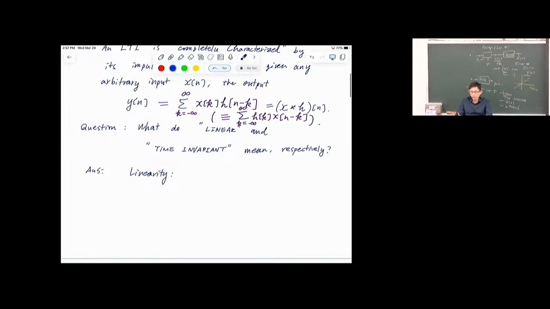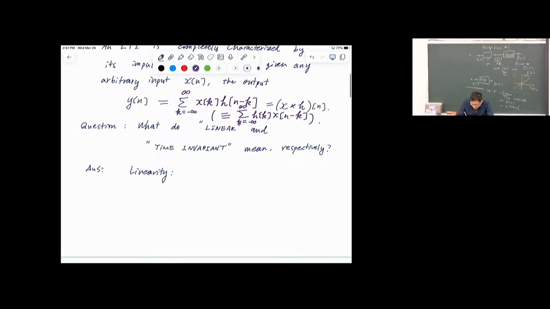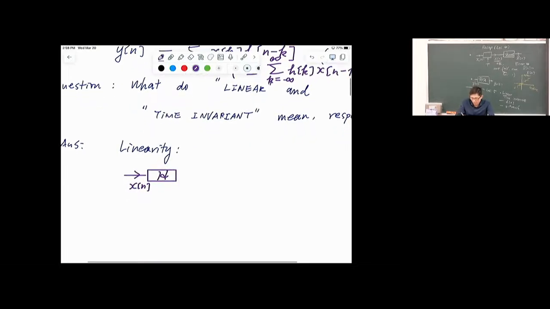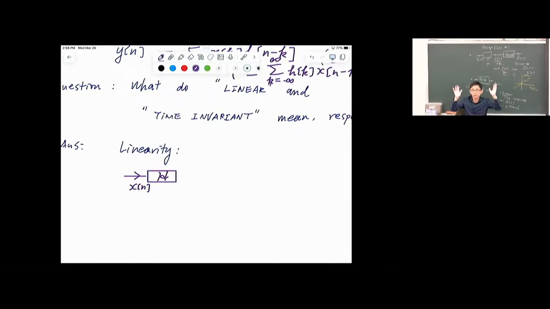Okay, so we need to first write down a mathematical definition for linearity and time invariance. Let's do that. So linearity means if x[n] is the input and the signal goes through a certain kind of system that, roughly speaking, we denote as script H. If you use a script H to represent a system.